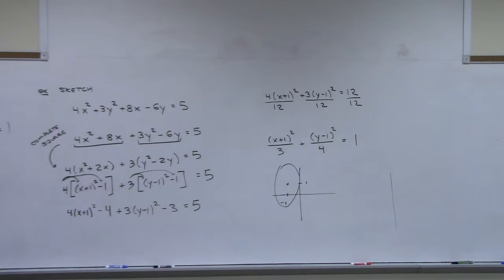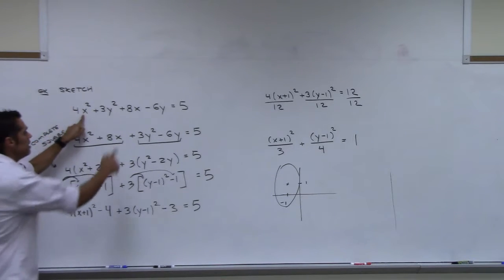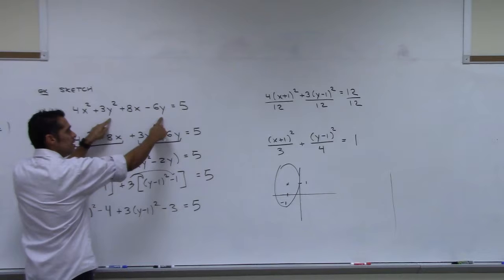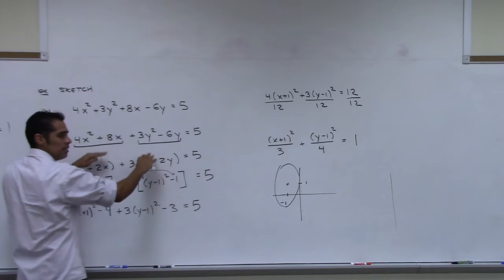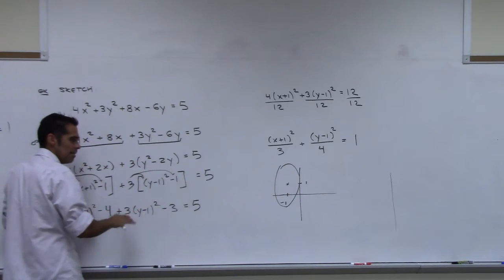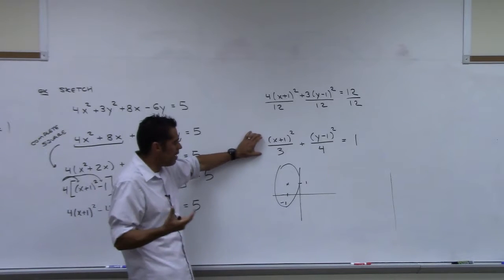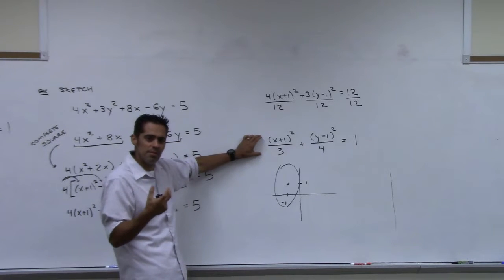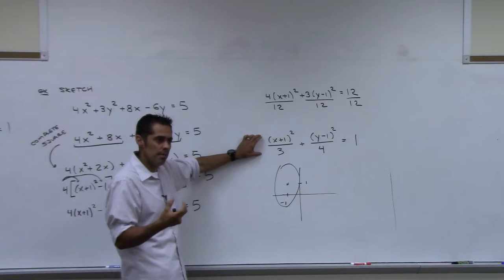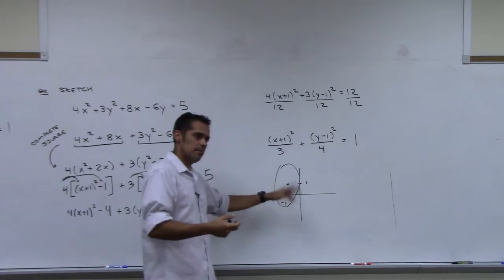So you should be prepared to see some arbitrary equation that is a quadratic equation in both x and y that you'll have to complete the square on, and then from there be able to somehow recover the ellipse form, the standard form. And then you can get the picture.